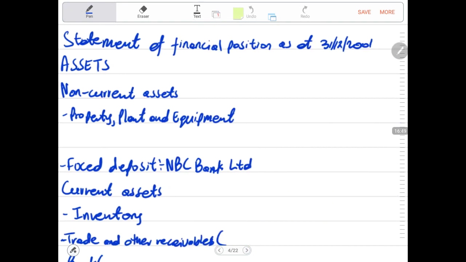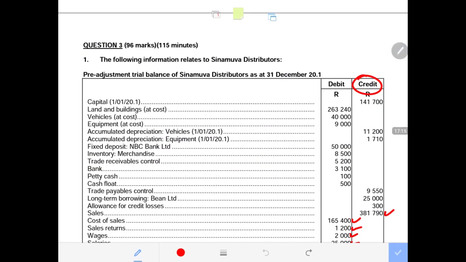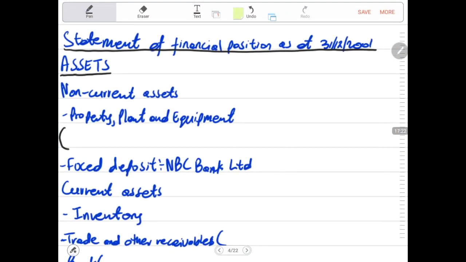Then after we go to the statement of financial position. Statement of financial position is as at 31st December 2001. We have what we call assets. Our assets are divided into non-current, and under non-current we have property, plant and equipment. I want to open brackets here. Under property, plant and equipment, I need to record all the assets that I have. I do have my land and building at a cost of 263,240. I did not record here. I wanted to record when I am recording here.